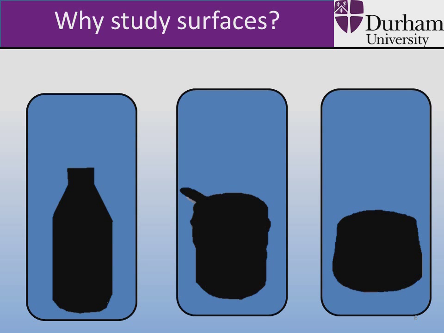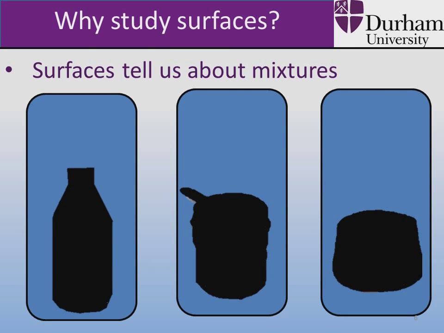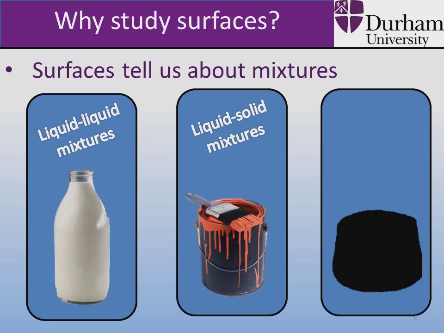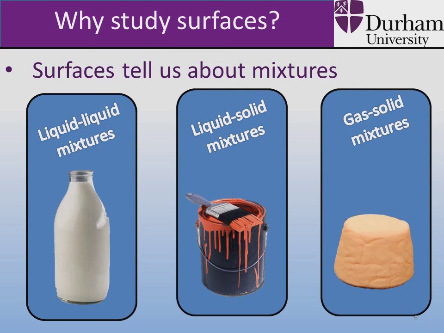But why do we study surfaces? Surface chemistry helps to describe key interactions between different materials. For example, in everyday objects, surface science explains how mixtures can stay mixed and not separate, such as when liquids are mixed with liquids, like in milk. Also, liquids can mix well with solids, like in paint. Some things are made up of gases mixed with solids, which is what marshmallows are made of. Surface chemistry explains how products such as these can stay mixed.